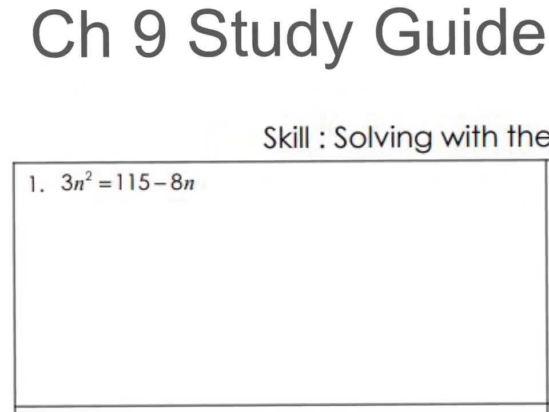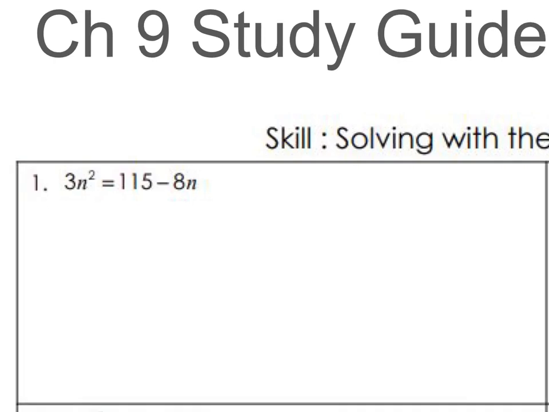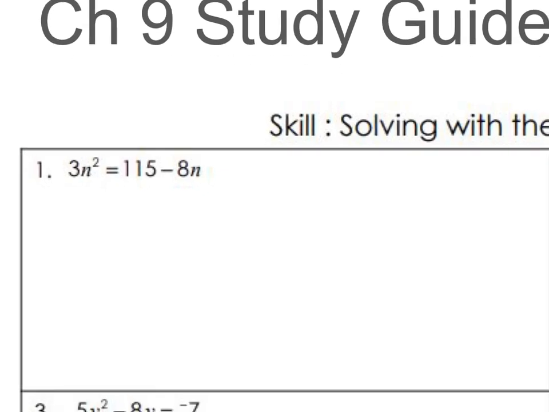So remember, the first thing that we need to do when we're solving a quadratic with a quadratic formula, or all quadratics, basically, is to set it to 0. So I'm going to move this stuff to the other side by doing the opposite operation. So it'll be 3n squared, this minus 8n is going to be plus 8n, and 115 is going to be minus 115 equals 0. Okay? So now we know that A is 3, B is 8, and C is negative 115.